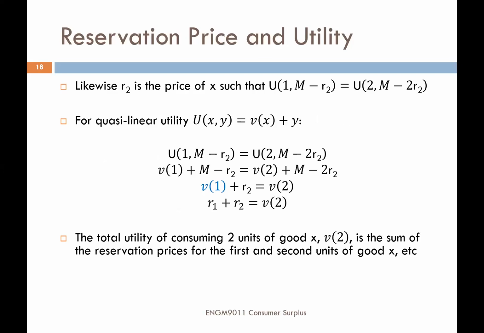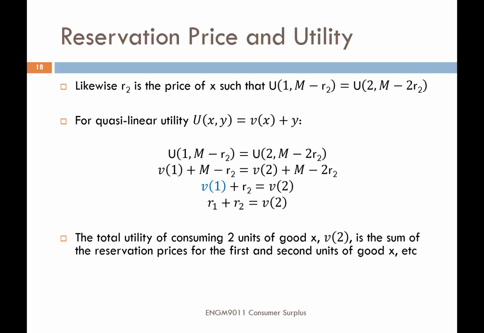So the left-hand side, utility of 1 unit of good X is V1. The utility of consuming M minus R2 units of good Y is M minus R2. And then on the right-hand side, we have utility consuming 2 units of good X is V2. And utility of consuming M minus 2R2 units of good Y is M minus 2R2. Again, notice that the M on both sides cancel out of the equality. And then we take the minus 2R2 from the right-hand side, move to the left-hand side, it becomes plus R2. And then note that V1, we found in the previous slide, your utility of consuming 1 unit of the good, was equal to R1, the reservation price of the first unit. So therefore, now on the left-hand side, we have R1 plus R2, and the right-hand side, we have V2.